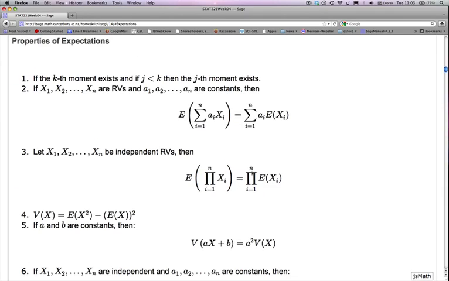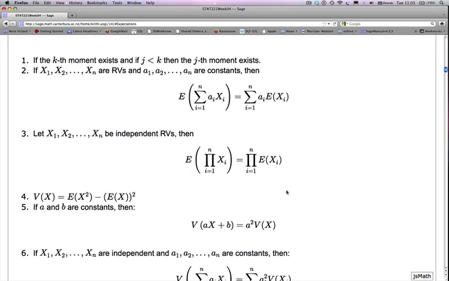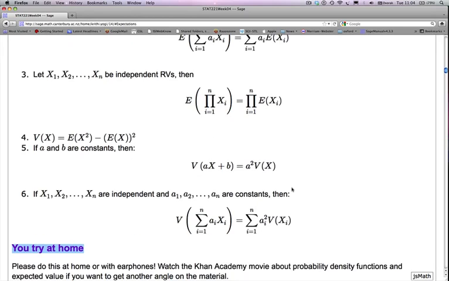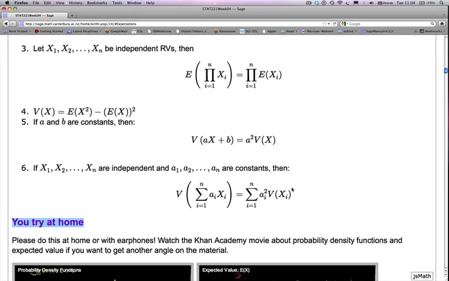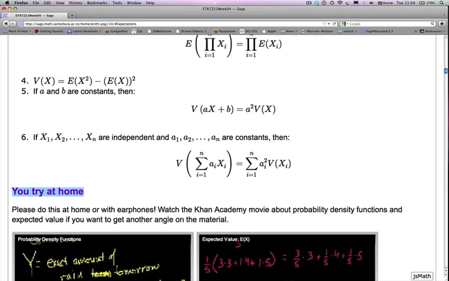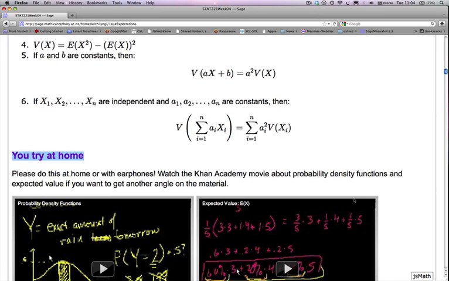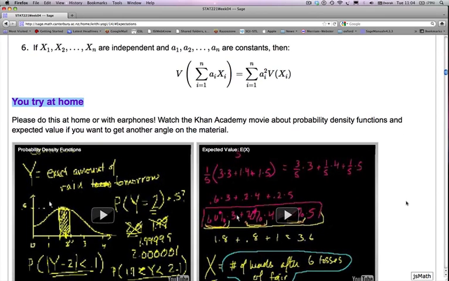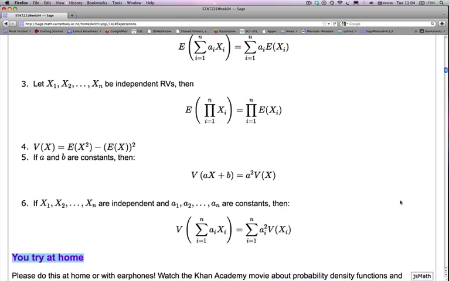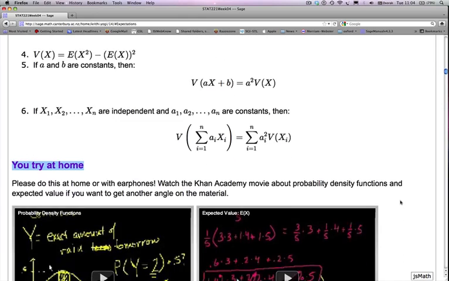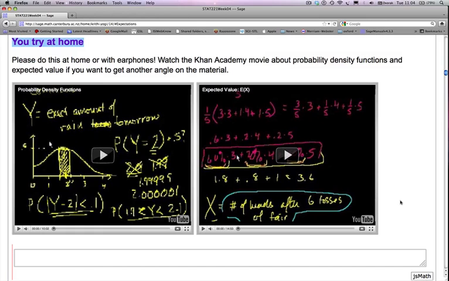If you don't understand exactly how these formulas come about, it's okay. Just remember that these are not magic and they really have a basic logic behind them. Alright, here is a you try at home, and these are some Khan Academy movies about probability density functions and expected values, so that you can get another angle on the material and some kind of practice videos to get these concepts straight, because I'm simply covering the definitions and the formal theory behind these things. So it's really a good idea to go through these nice examples in the videos.